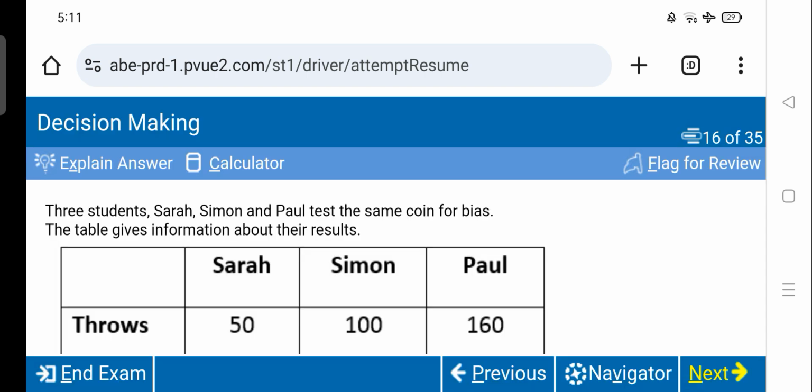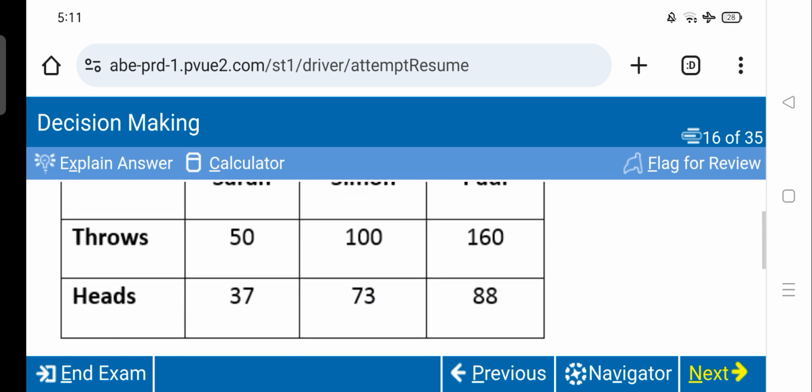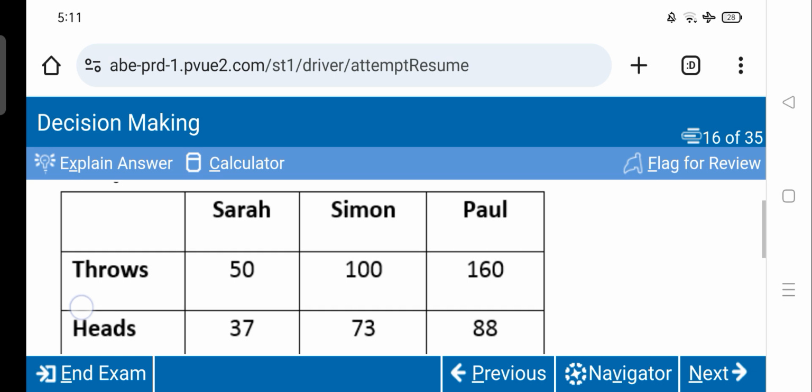Now we have the next question, that is question number 16. It says three students, Sarah, Simon and Paul, test the same coins for bias. The table gives information about their results. Sarah, Simon, Paul, and then we have throws and heads. Sarah has 50 throws and 37 heads. Simon has 100 throws and 73 heads. Paul has 160 throws and 88 heads.